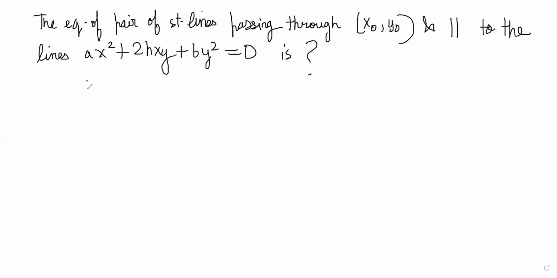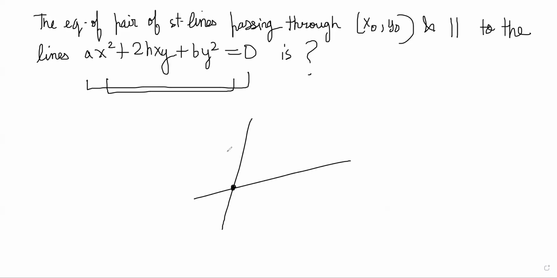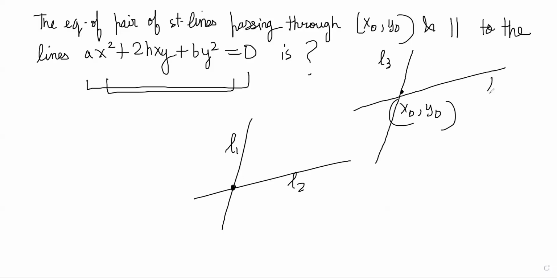So notice here that this represents two straight lines through the origin, let's say L1, L2. I want the equation of straight lines that pass through x naught, y naught, but they should be parallel to L1 and L2, right? L3 and L4. So the slope of L3 should be same as slope of L1 and slope of L2 should be same as slope of L4. So the relations of the slopes, m1 m2 equal to a by b and m1 plus m2 equal to minus 2h by b, should still be valid here, right?